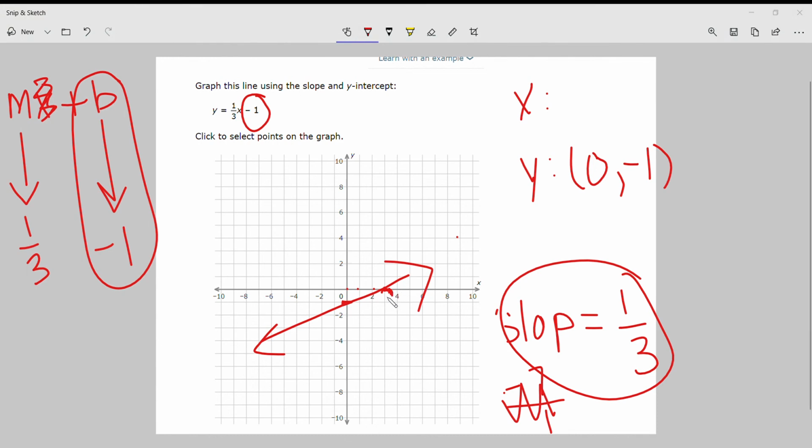So, does it make sense that we were at 0, -1? Absolutely. Here's our 0, -1. Then we had to move up 1, so up 1, and to the right 3, which brings us to here. And then we'll put our line across it, and there is our slope.